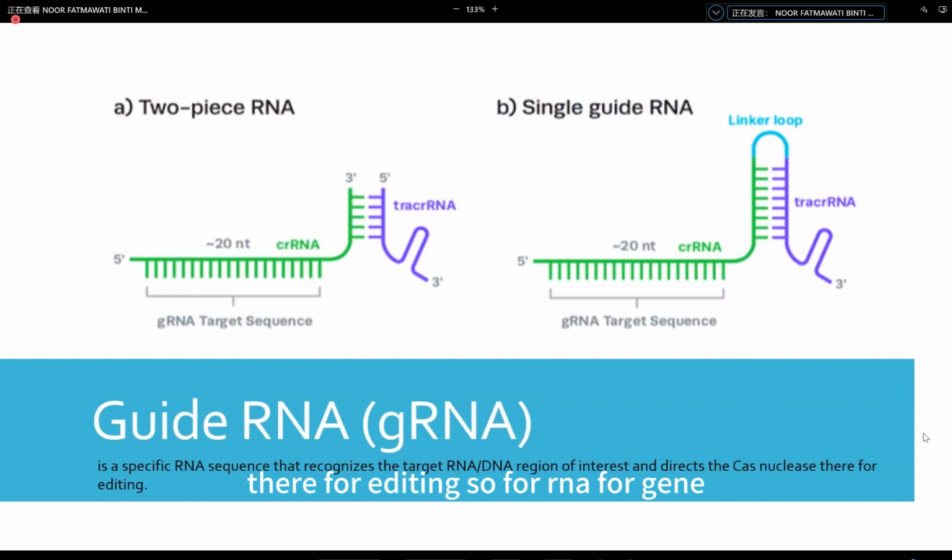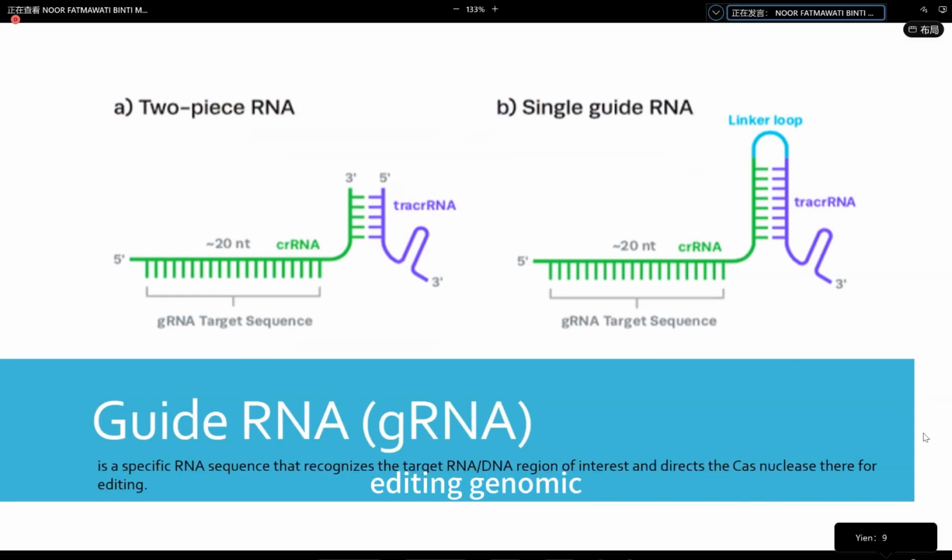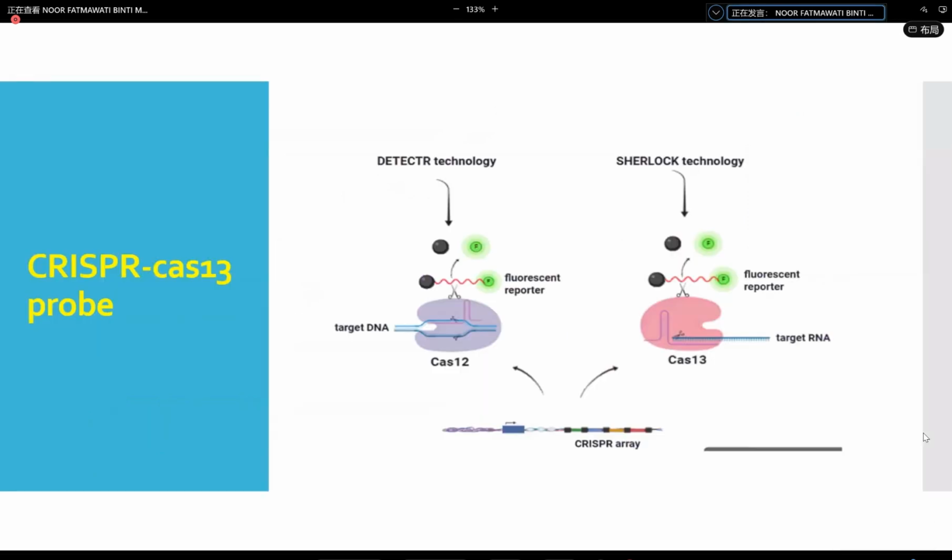Do you remember CRISPR-Cas, what is the name of the Cas for genomic editing? Cas9. Exactly, Cas9. So for RNA, it's called Cas13. Okay, Cas13.